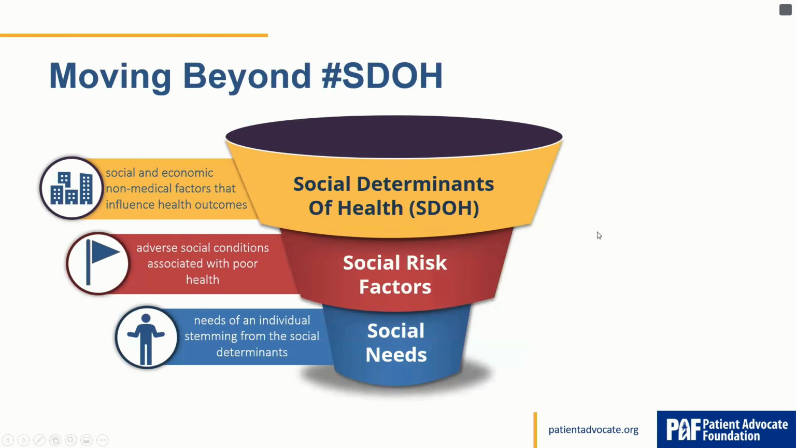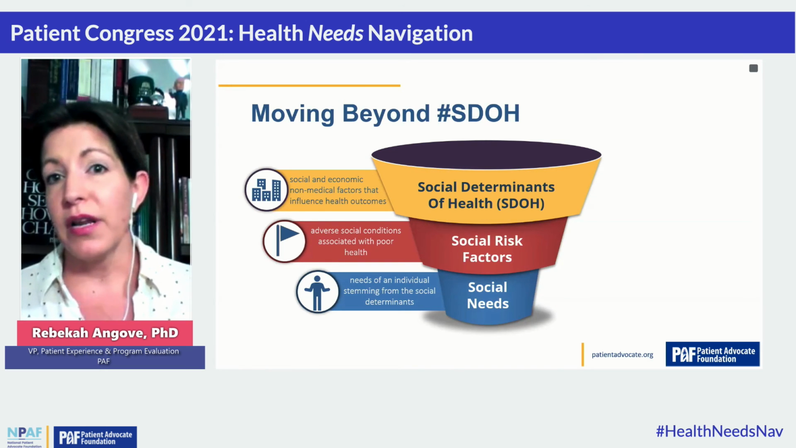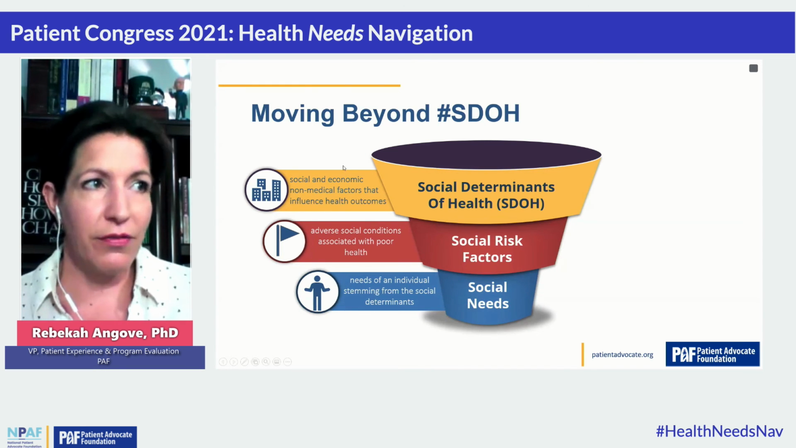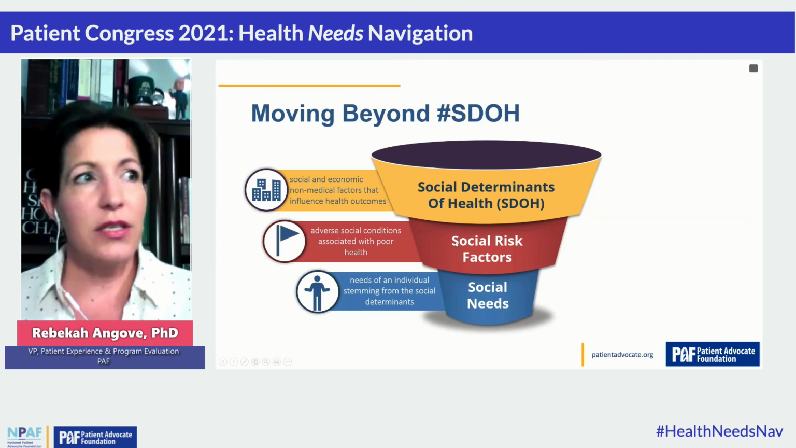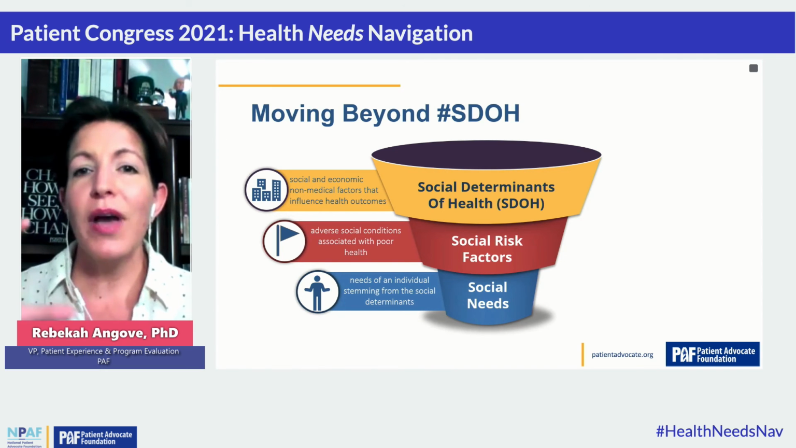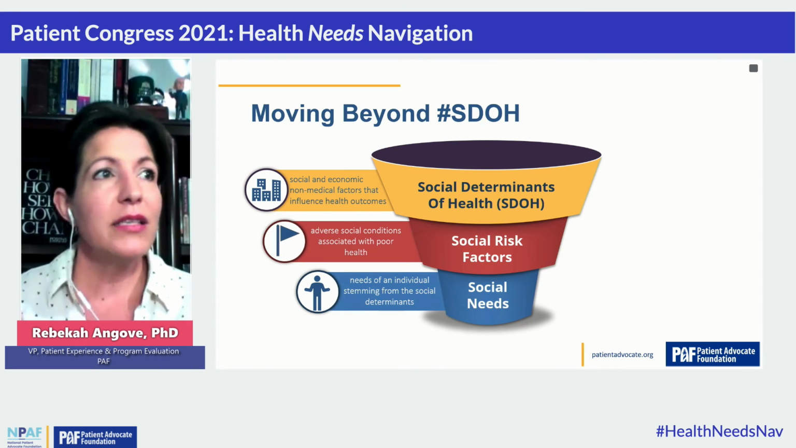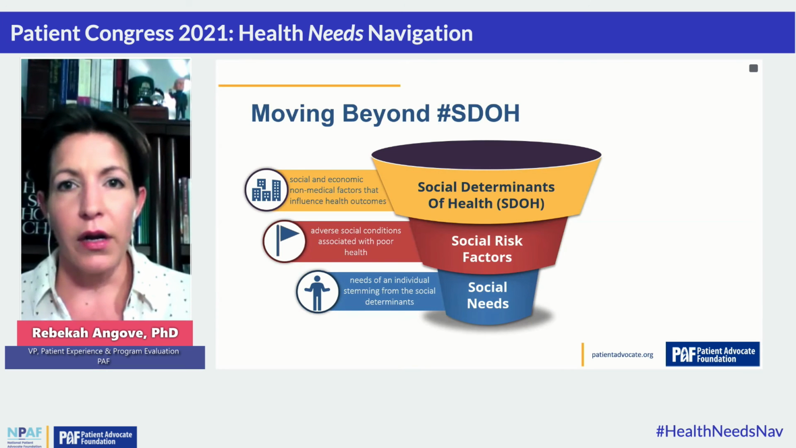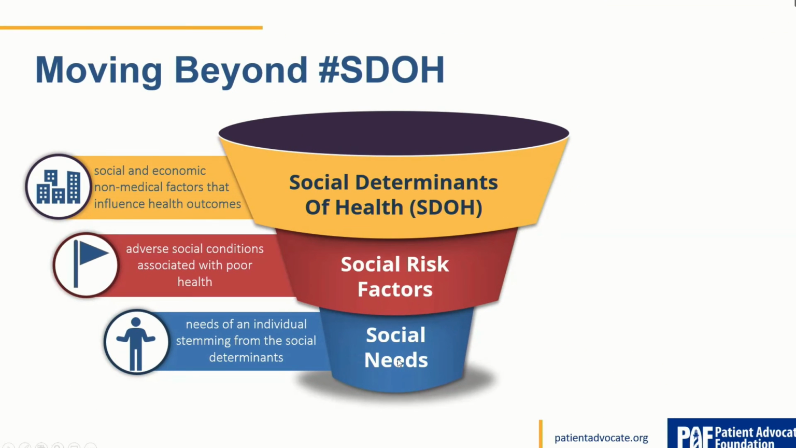Now, it gets a little more complicated because social determinants of health are at a community or state or even national level when we talk about them. They lead to social risk factors. These social risk factors are social conditions that are associated with poor health. So you as an individual or a community may have a social risk factor because of the social determinants of health, right? The distribution of power, resources, and money where you live. And that all filters down to this individual level, the social needs. And that's really what we're talking about when we talk about needs navigation.